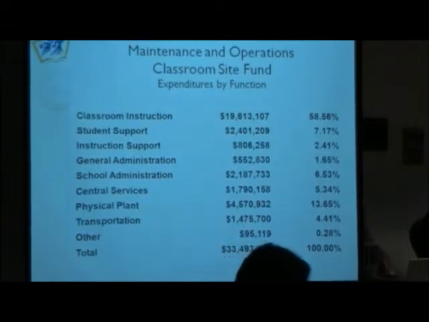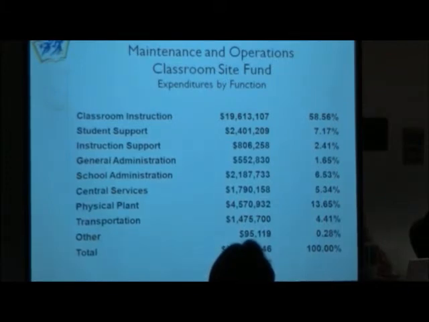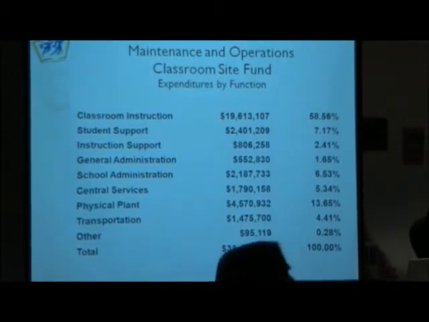General administration, the governing board, the administrative office. School administration, that's the principal's office: principal, assistant principal, and the office manager. Central services is business, technology, and human resources. Fiscal plant is building maintenance, Roy's department. Transportation, and most of the other is a required federal match for the food services program.